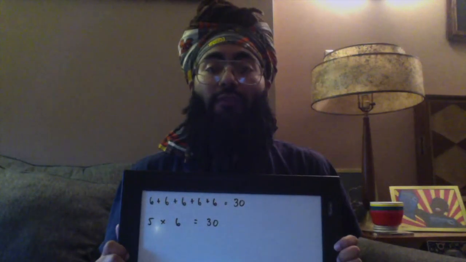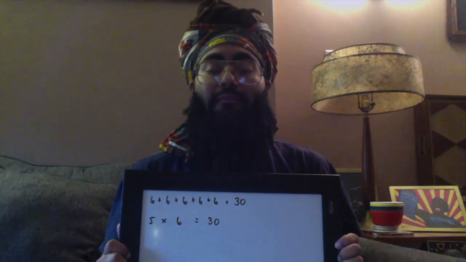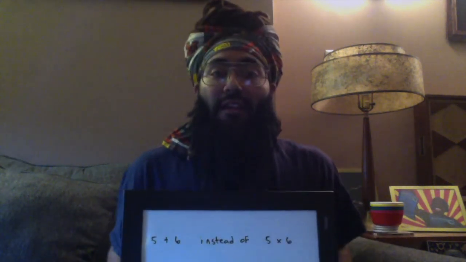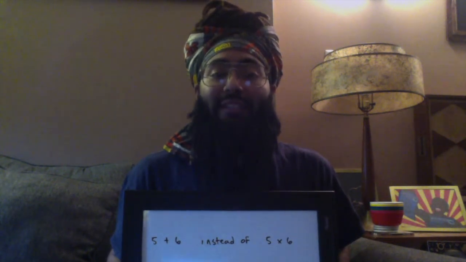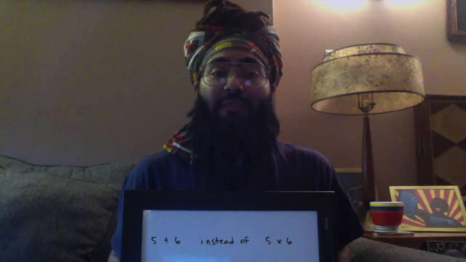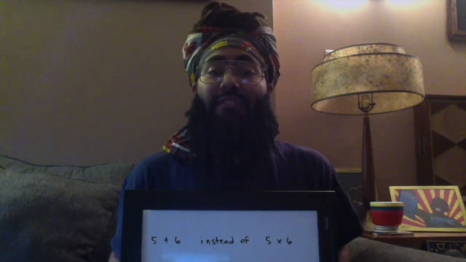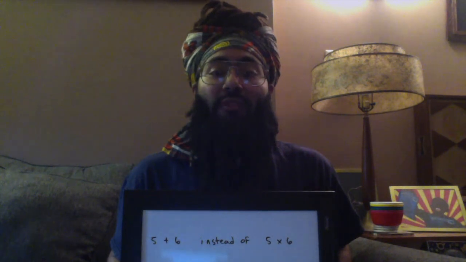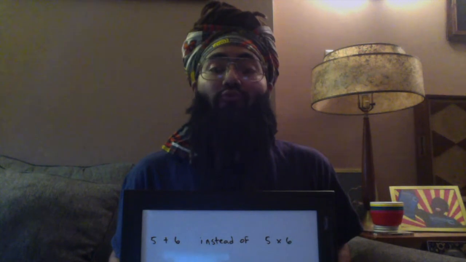Real quick though, I want to go over a couple of common misconceptions. These are things that a lot of scholars find confusing. If by some chance you wrote 5 plus 6 instead of 5 times 6, it's possible that you may be experiencing some confusion with the difference between the meaning of addition and multiplication. If this is the case, what I'd suggest you do is use counters to add 5 and 6. This should show that you have a group of 5 and a group of 6, not 5 equal groups of 6.